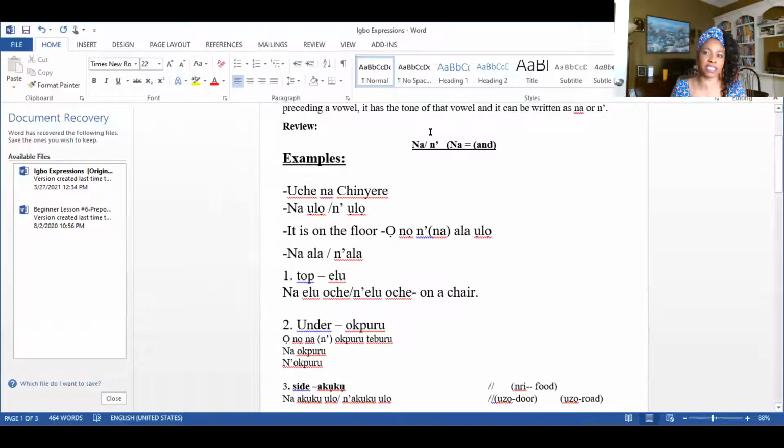Either you write it with an apostrophe, you write it with your N-A, or you can contract it. So you can write it N-A like this, or you can write it like this. When you're trying to say "na olo". Now, if you look at the example I gave you here, it says Uche na Chinyere, Uche na Chichi, na olo. There are other ways, other words about "na". You can say something like, let's write about.